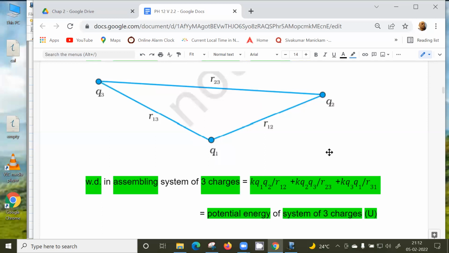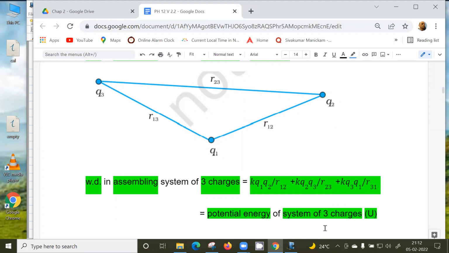Similarly, if you have three charges, to bring the first charge, this is the work done. To bring the second charge, there will be potential due to both Q1 and Q2. So both Q1 and Q2 will give a potential at this location, and that potential will be KQ2 by R23 and KQ1 by R31, that into Q3 will be the work done in bringing the charge 3 to this point. So this first term is the work done in bringing the charge Q2, and these two terms are the work done in bringing the charge Q3.